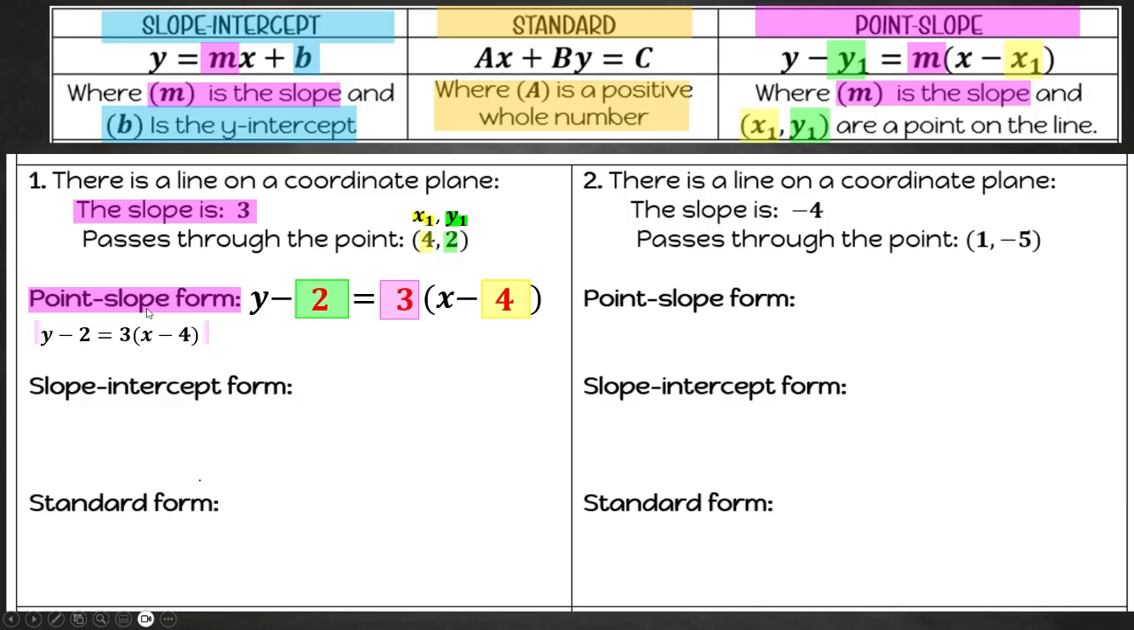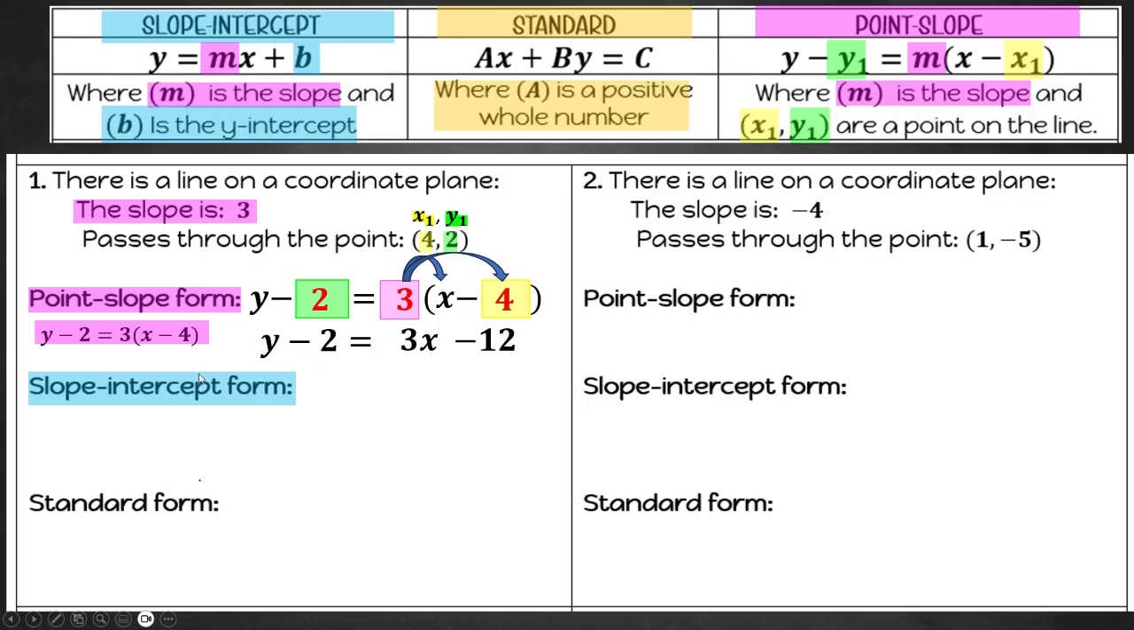Now, if we need to rearrange that into slope-intercept form, which is a very common skill that you will use throughout the rest of this unit and beyond, what we're going to do is simplify the parentheses, distributing the coefficient. So we're going to get 3x. Then we're going to do 3 times negative 4, and we get negative 12. And then we still have y minus 2.